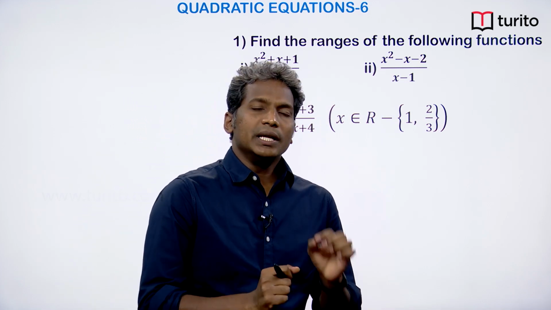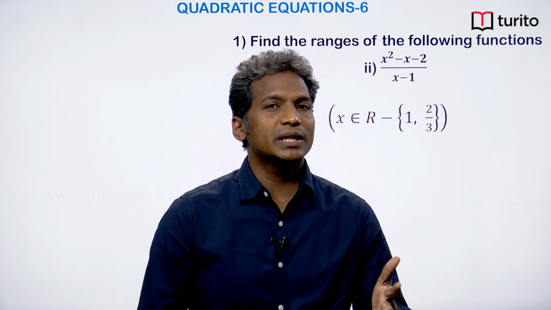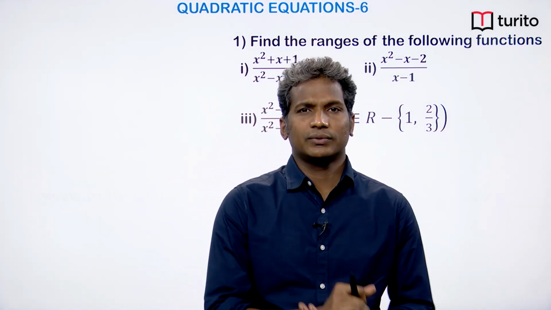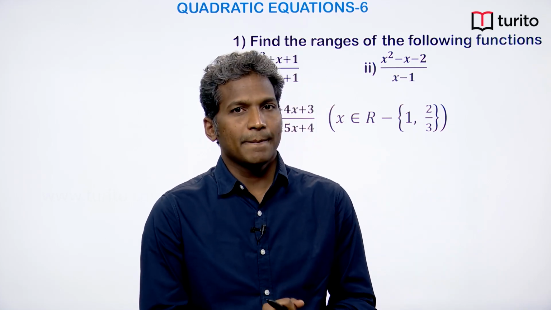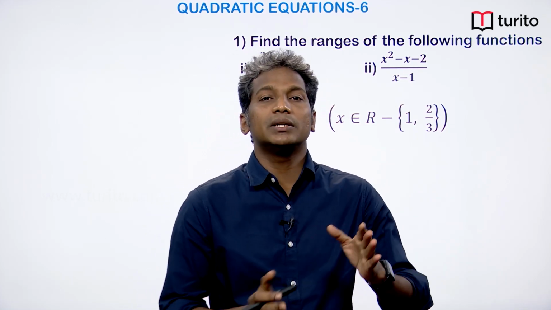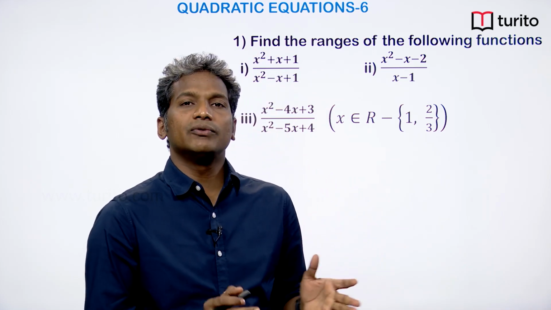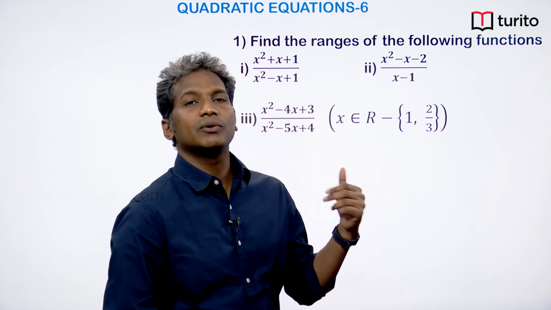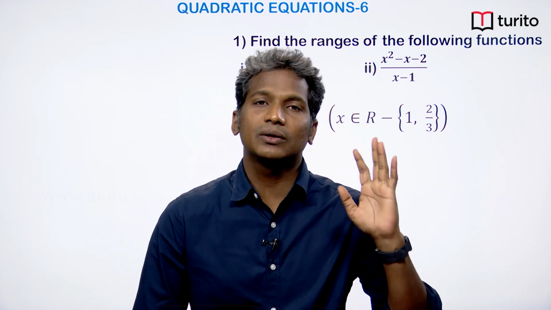Now in general when it comes to ratio of polynomials, these are also called rational functions. Using the graphs of rational functions we can also find the range of such functions, but that we will learn when we learn rational functions in the chapter functions. So today we will focus mainly on the questions which are of simple quadratic by quadratic pattern and using the technique of only the quadratic.